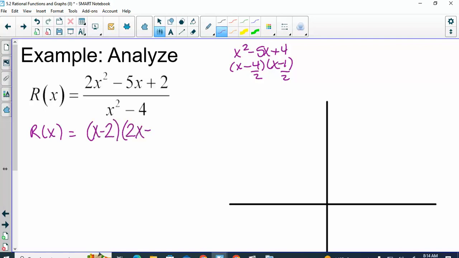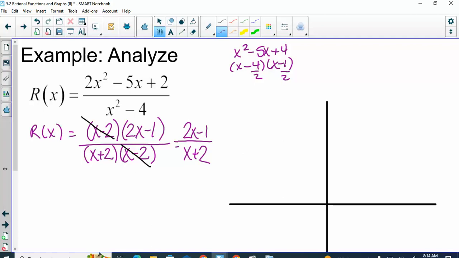Okay, over x squared minus 4, how does that factor? x plus 2, x minus 2. They cancel. I talked about this yesterday, but we didn't see it happen. So my final factored form is 2x minus 1 over x plus 2. This is what we will use when we're finding intercepts, asymptotes, all of that.